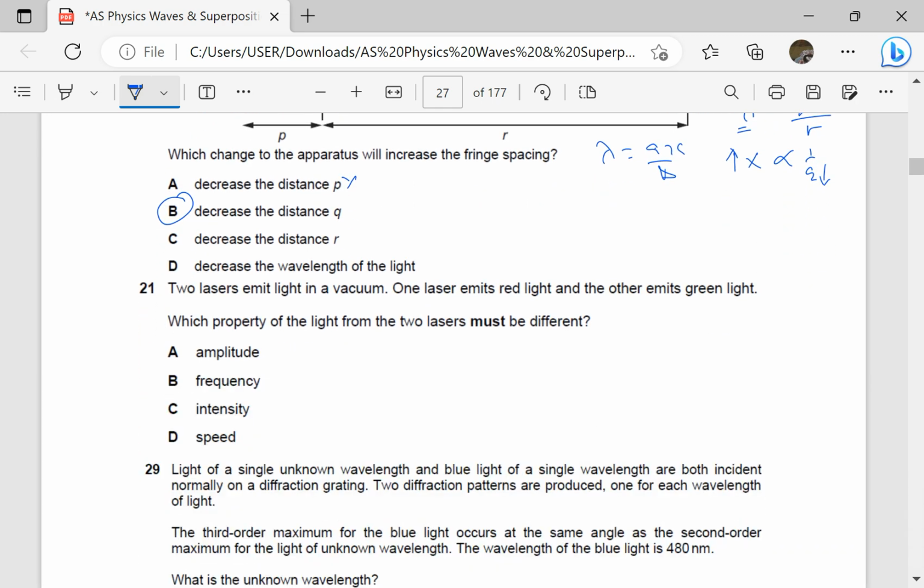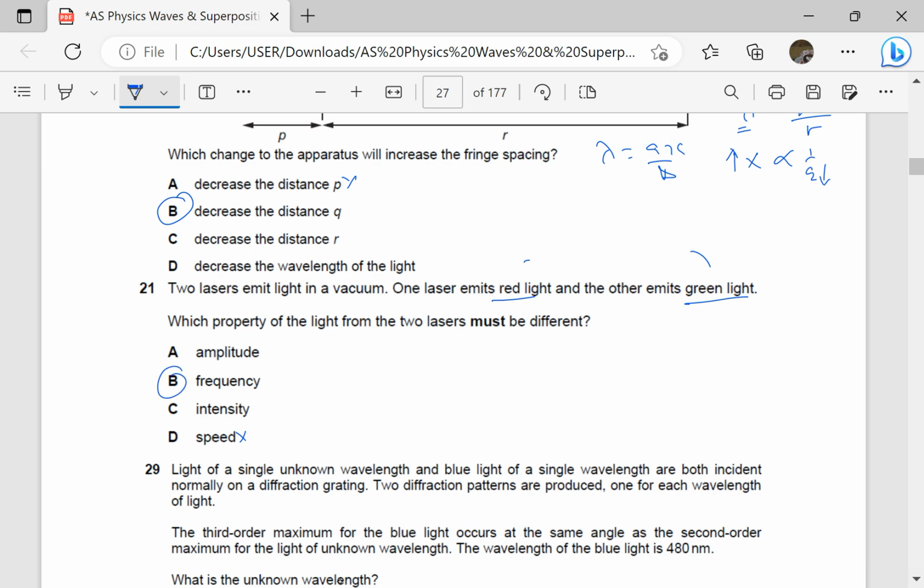Two lasers emit light in a vacuum. One laser emits red light and the other emits green light. Which property of the light from the two lasers must be different? They have the same speed, of course. That one is not different. These ones have different wavelengths and therefore they have different frequencies. Therefore, the answer here is going to be frequency.